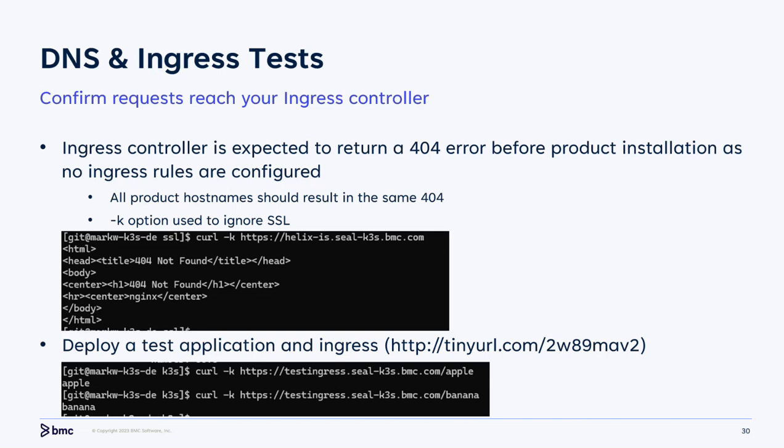What we're really trying to do is just make sure that we can get through to the Ingress controller. You can also deploy a test Ingress application. So there's a common one, the apple and banana Ingress test. There's a link there if you want to go and download it. That's a simple YAML file that you can use to do the deployment. And then you can use curl to make sure that you get the appropriate response.